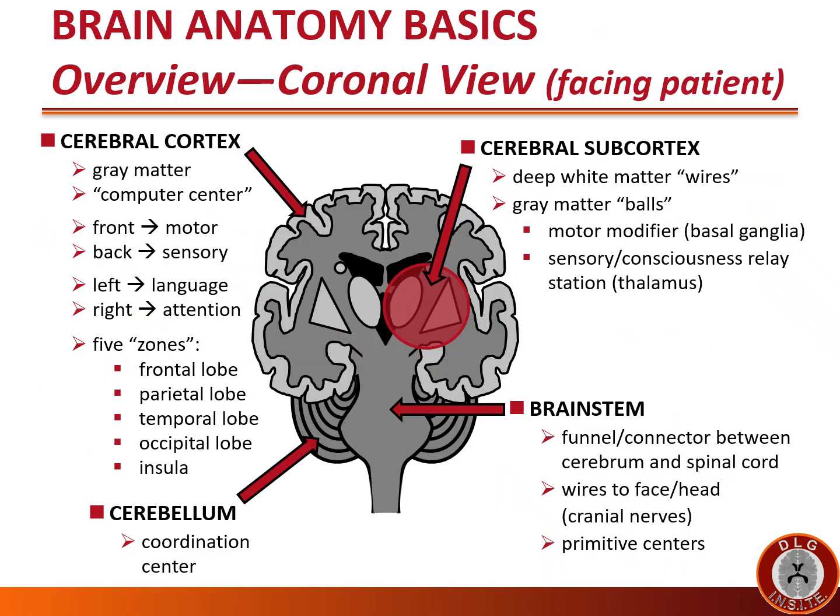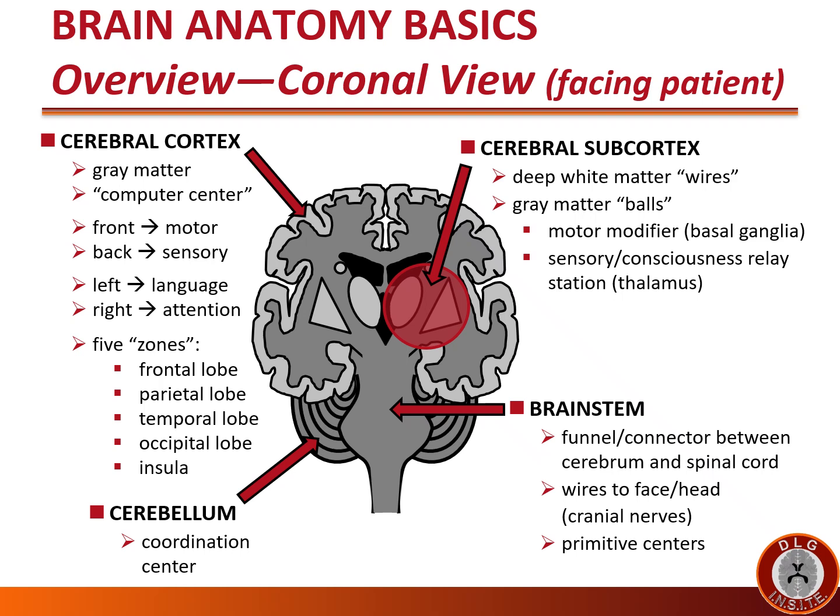So this is a simple overview of brain anatomy on a coronal view. And we have 4 main components: the cerebral cortex, the area under it, cleverly named the cerebral subcortex, the brainstem, which is that connector between the subcortex and the spinal cord, and the cerebellum, which is behind the brainstem and beneath the cerebral cortex. The cerebral cortex is the computer center of the brain.